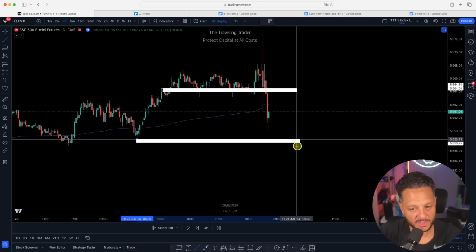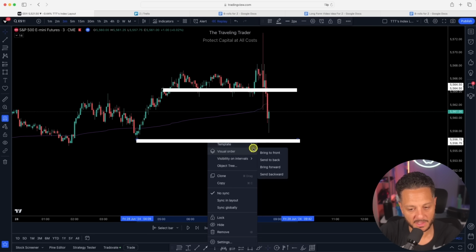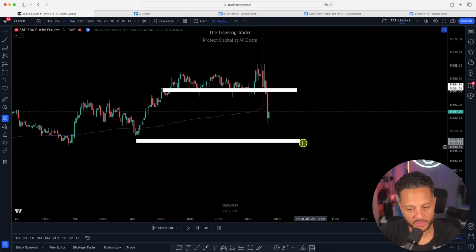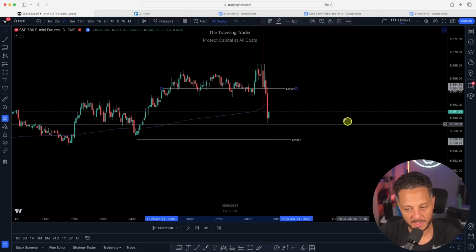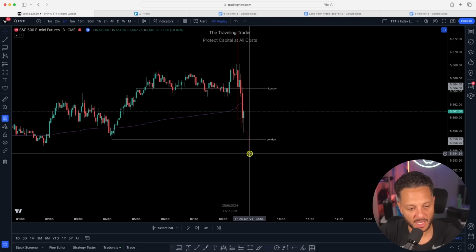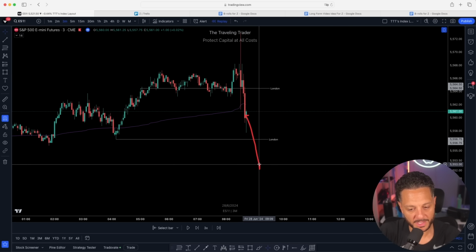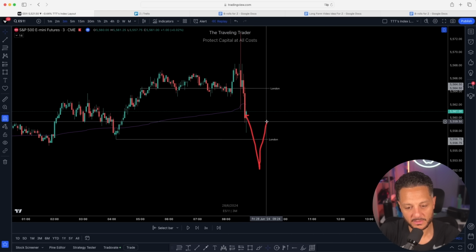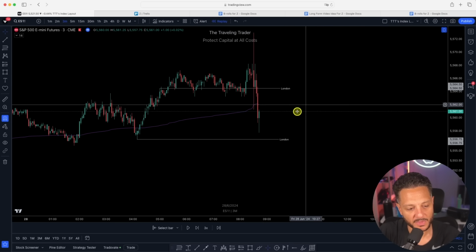And the low between 2 a.m. and 5 a.m. is right here, right? And I have these templates in TradingView, which you can easily create. So this is London low. This right here is London high. And if price starts breaching this, I want to see if London is a draw on liquidity, and if we get a retracement back up in order to find longs, right?